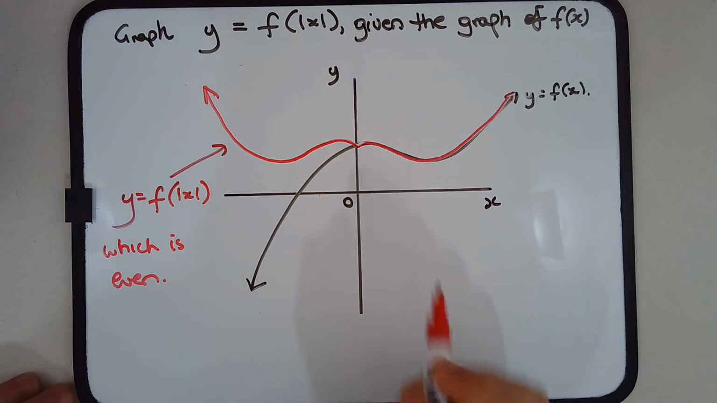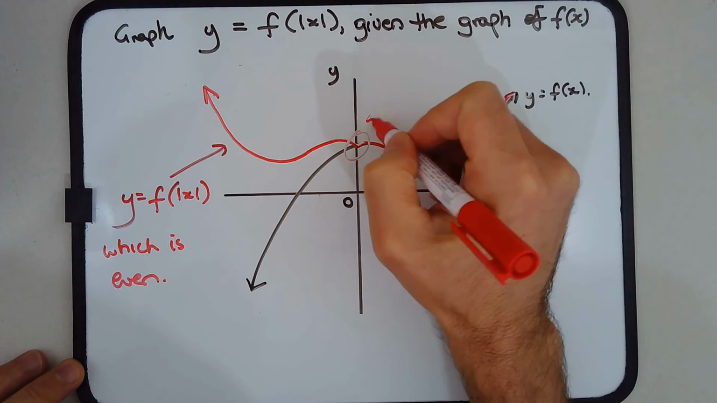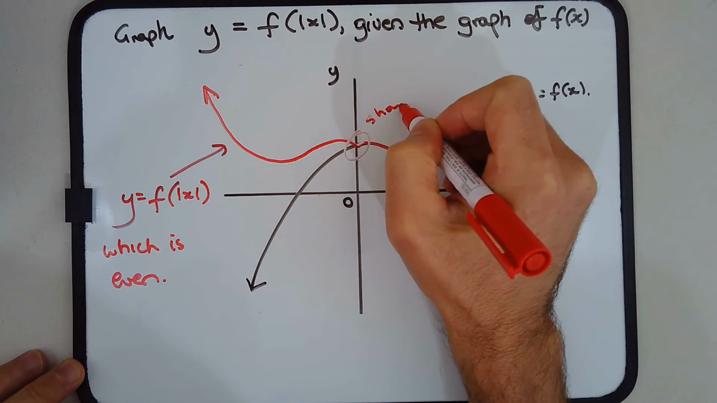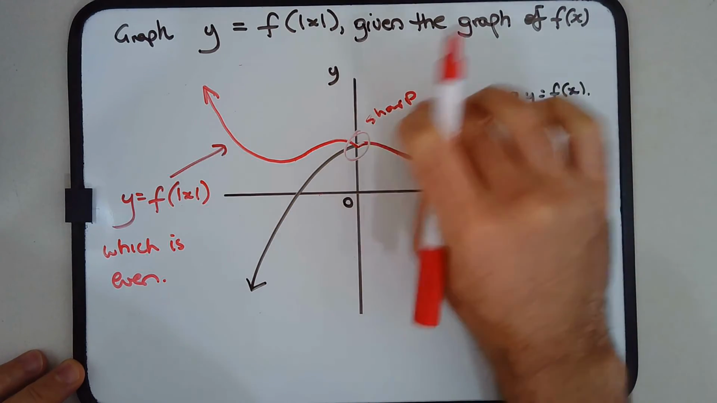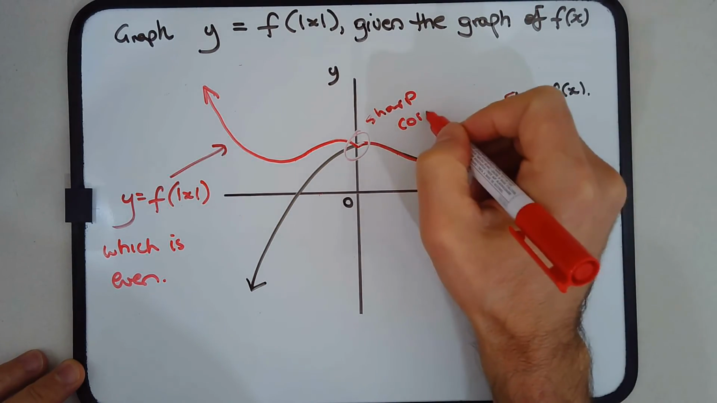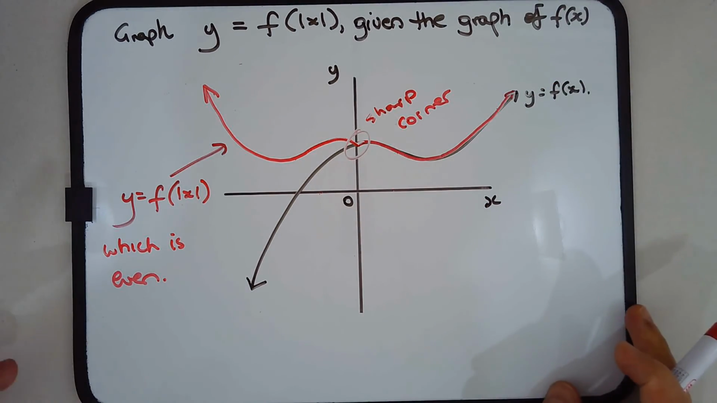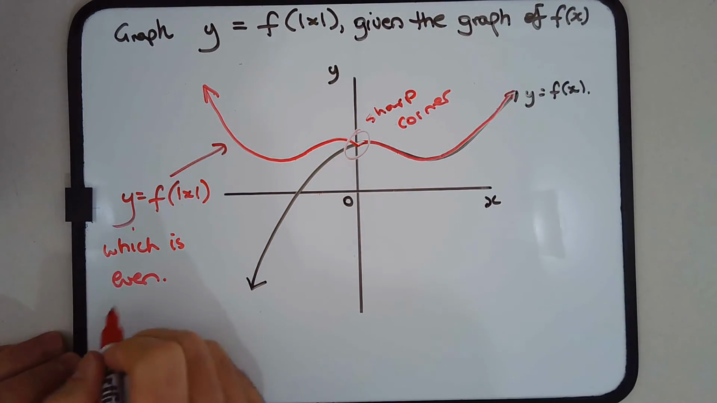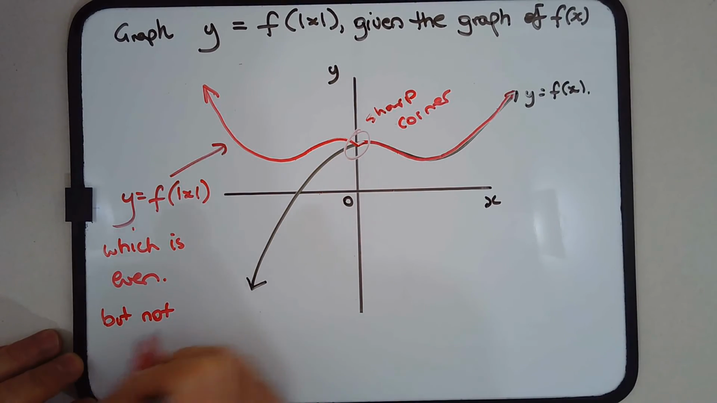The other point to note here is there's a sharp corner. Okay, I'll just write that a bit neater. There's a sharp corner there. So is this function smooth? It's even, but not always smooth.